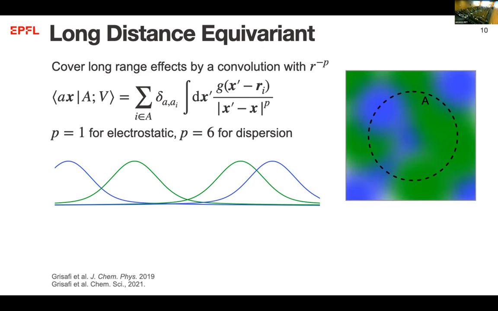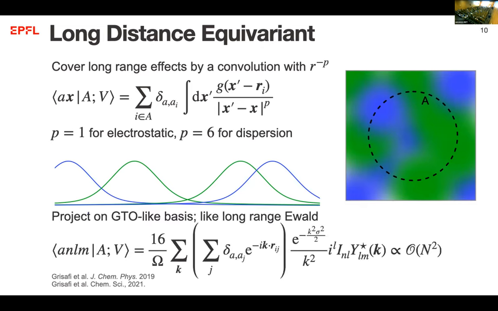So really what we learn in the end is still everything we saw in SOAP. It's just a long-range equivalent of this thing. So there is still the nlm feature and the atomic species. There's no information about the charge. Okay, cool. Thanks.